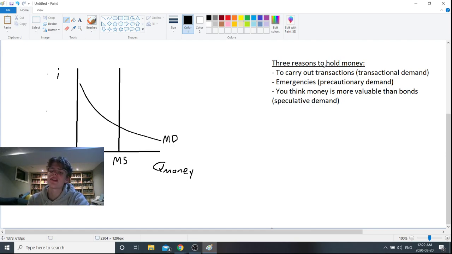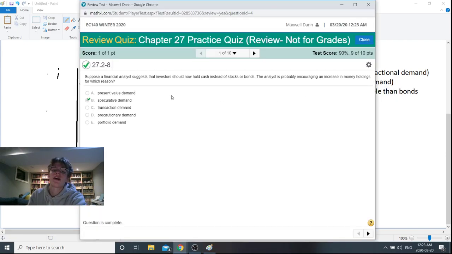Now, the last bit is that you think your money is more valuable than bonds. You think the interest rate's going to change in your favor later. You think that maybe the value of bonds is going to decrease in the future. So you're speculating that, and that's what we call speculative demand. So this says that you suggest that the investors should now hold cash instead of stocks or bonds. So that's an example of speculative demand.